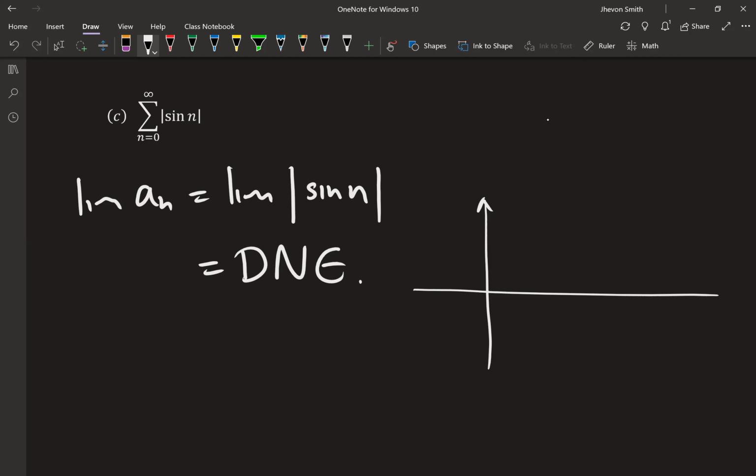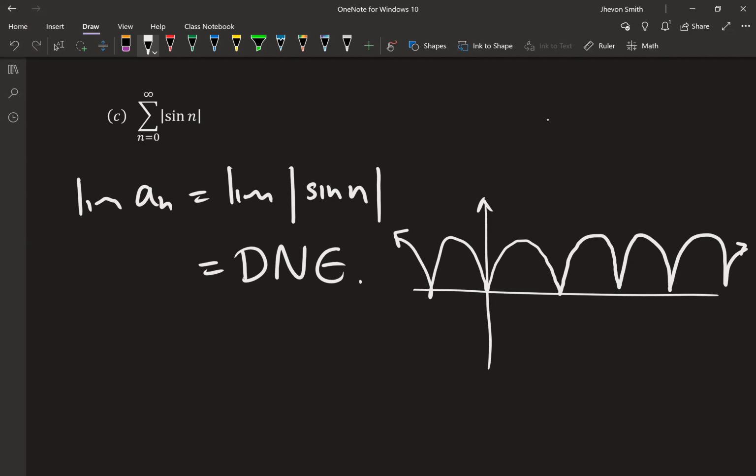So you'd have the sine, but instead of dipping underneath, it stays on top. So this graph just bounces like that, and it bounces like that forever in both directions. So it never settles anywhere. The absolute value takes the negative part that would have been here and flips it up to the positive part. That's what the absolute value does.